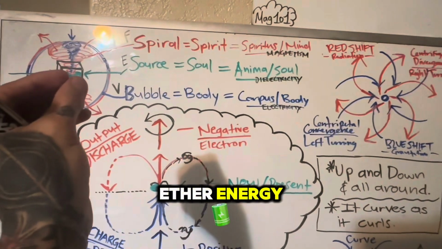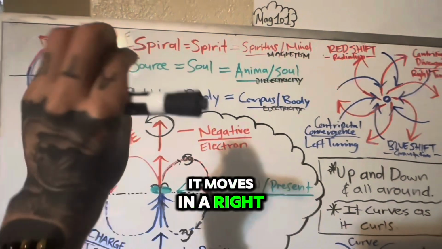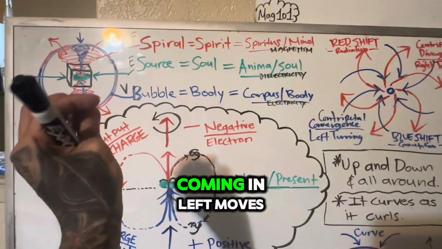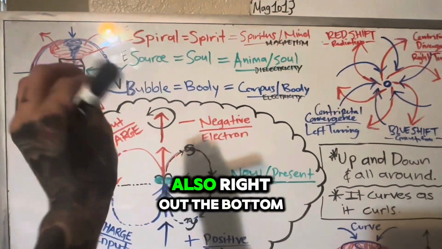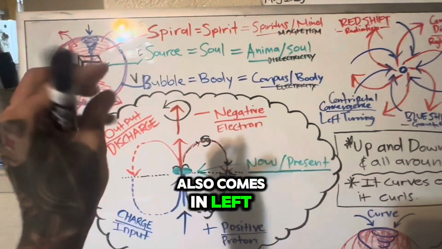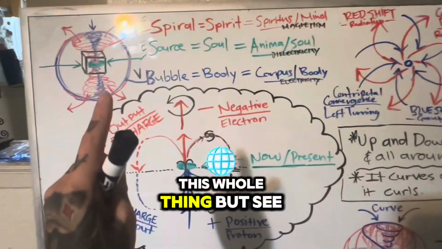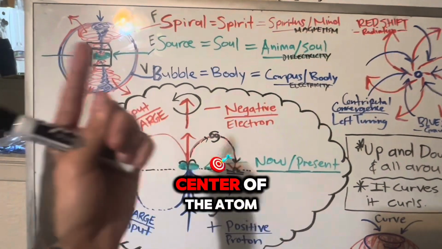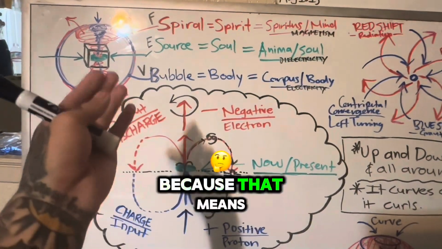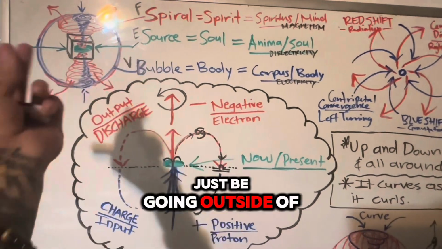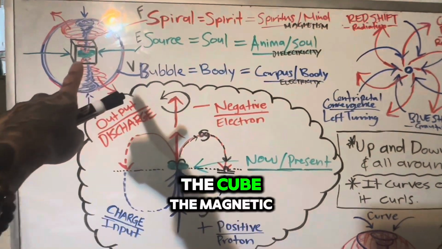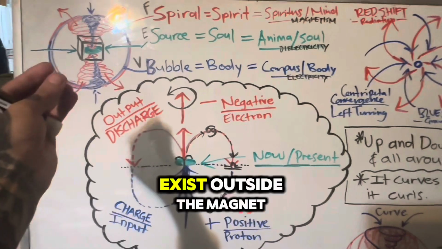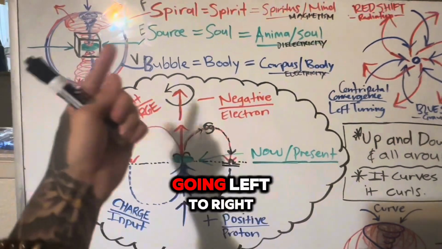This ether energy moves in a right turning fashion, coming in left, moves also right out the bottom, also comes in left. It's all moving in one direction, this whole thing. But see, the electron is not just going around the center of the atom, because that means the magnetic field should just be going outside of the magnet, the cube. The magnetic field does not just exist outside the magnet going left to right.